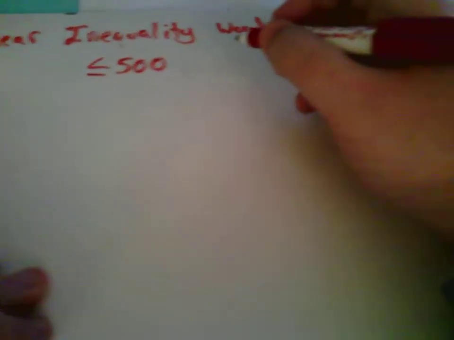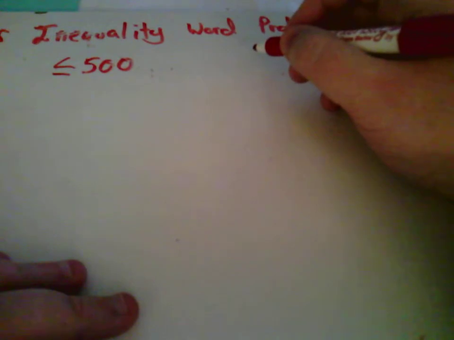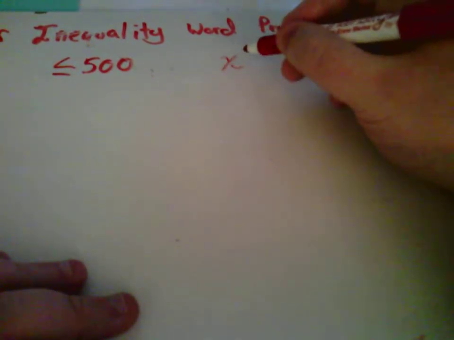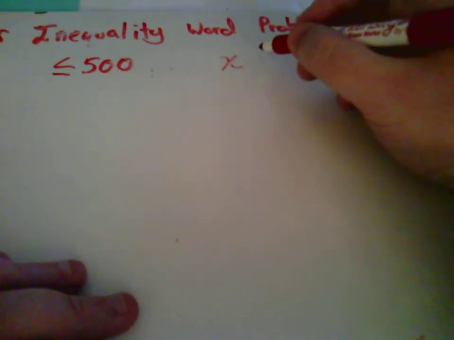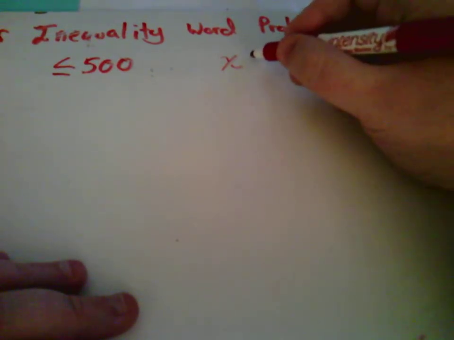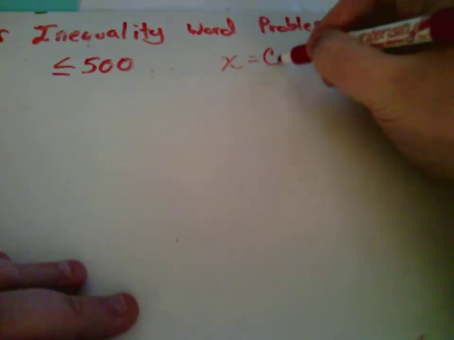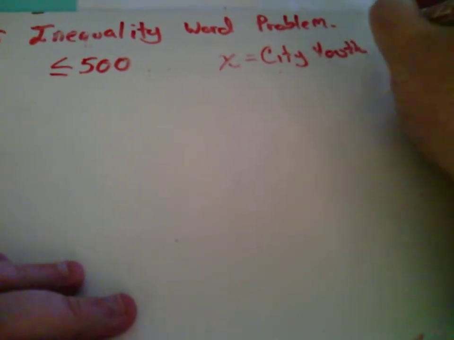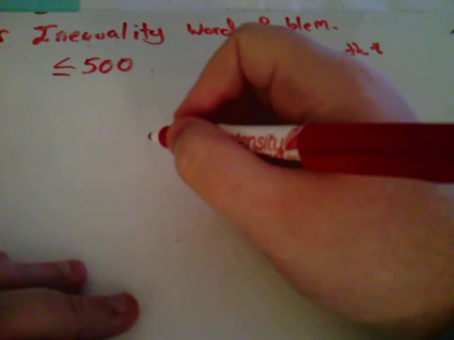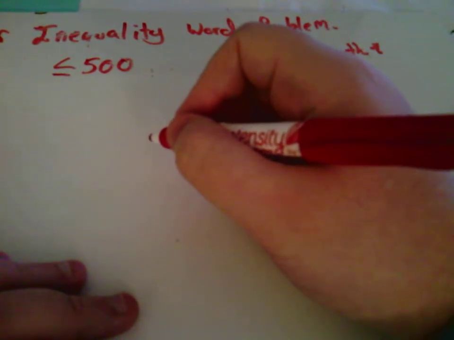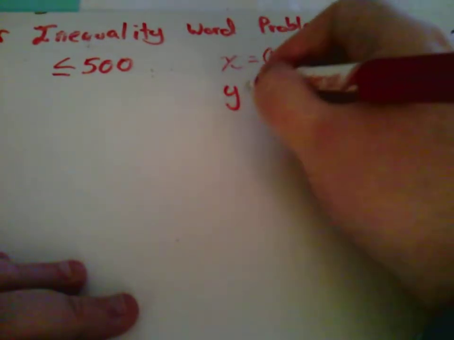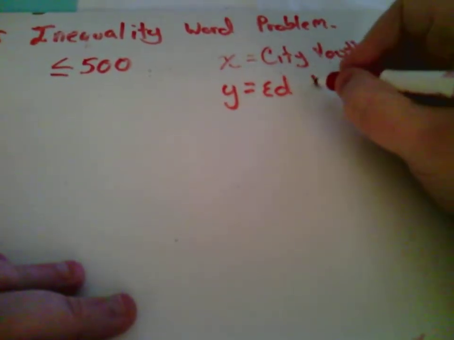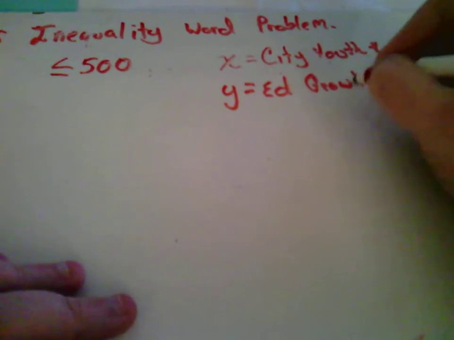Let's skip ahead in rereading this problem. I just want to make sure we note this. Let X denote the amount of money in dollars donated to the City Youth Fund. So X is going to correspond to our City Youth Fund. And Y is going to correspond to the Educational Growth Foundation.